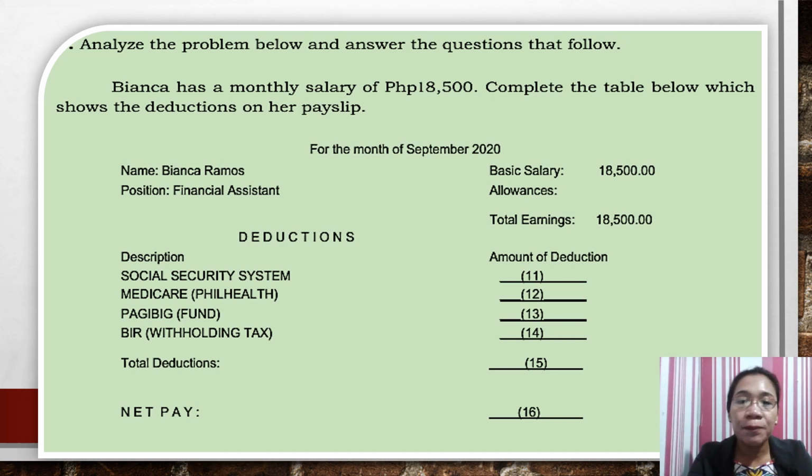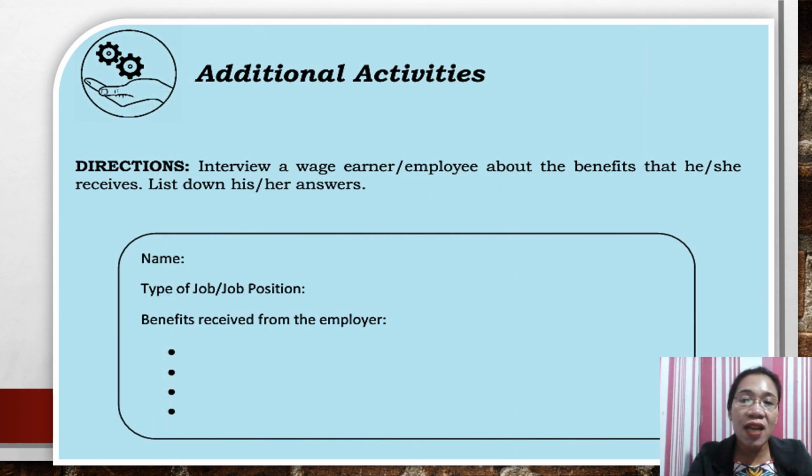Next is additional activities. Guys, ang gagaling nyo. So, ang gagawin nyo, guys, is your additional activities at home. Na siyang homework, ganun. Interview a wage earner or employee about the benefits that he or she receives. Then, list down his or her answers.